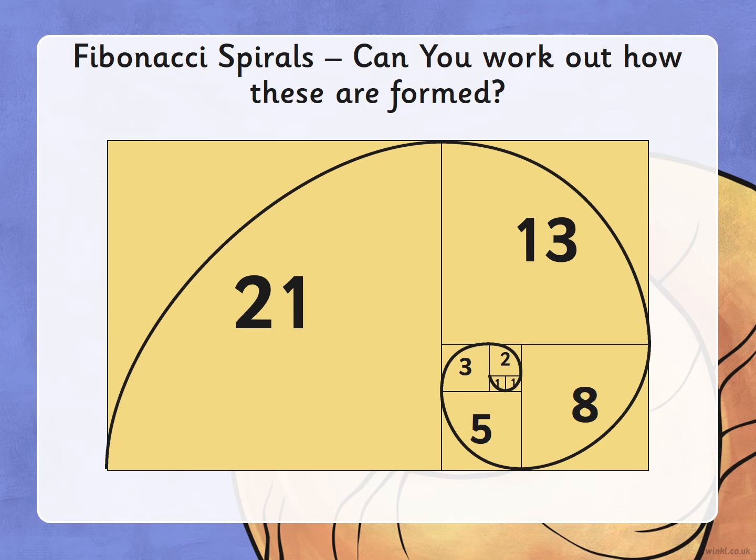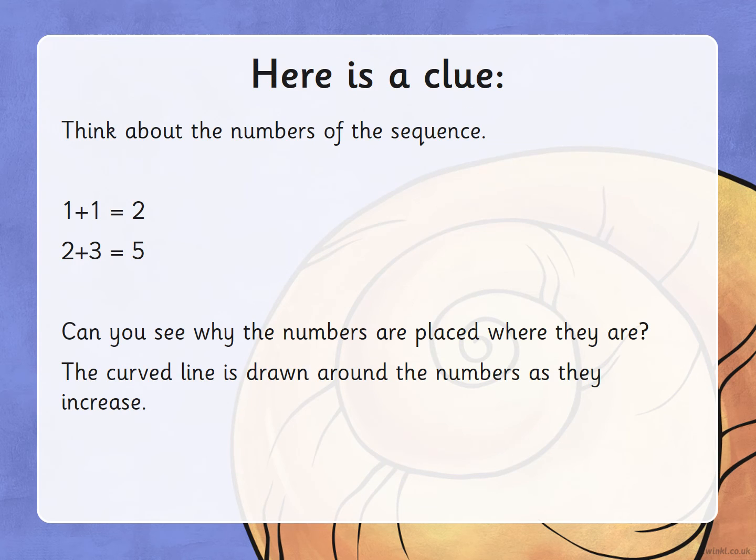Yes, they are Fibonacci numbers. Did you work out how they made a spiral? So you think about the numbers of the sequence. 1 and 1 is 2. We know that 2 is part of the Fibonacci sequence. We know that 5 is part of the Fibonacci sequence because 2 add 3 makes 5. So let's see if I show you the spiral again, if you can see why the numbers are placed where they are, and the fact that the curved line is drawn around the numbers as they increase.